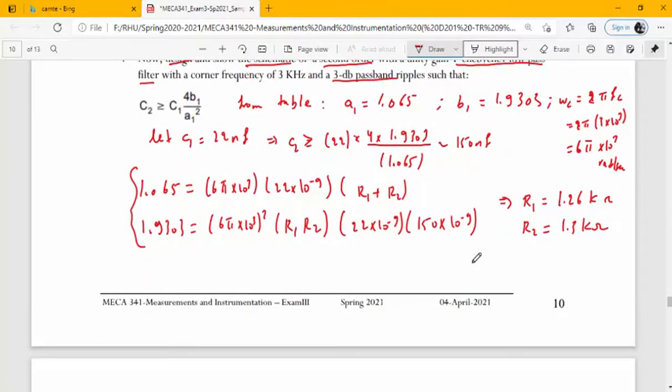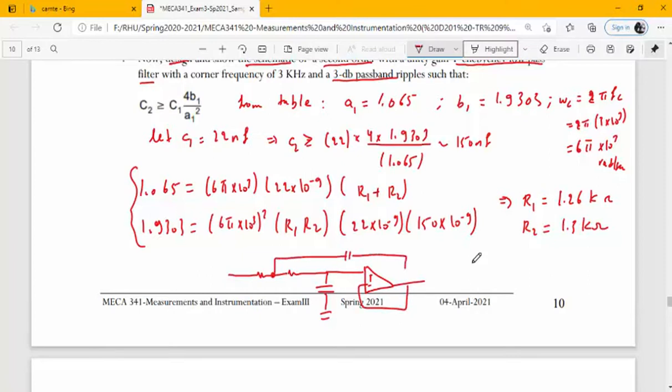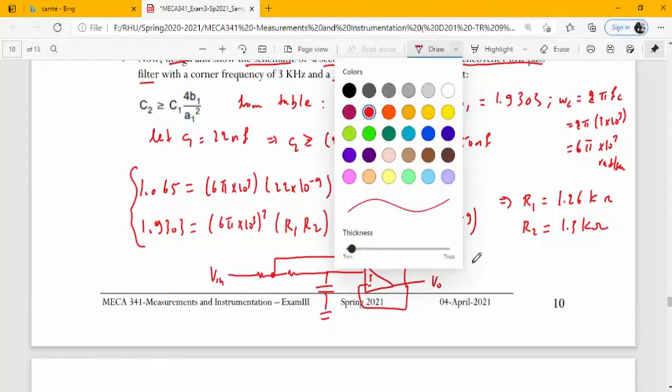Okay, the Chebyshev of second order is given as follows. This is a resistor, another resistor, and we have a capacitor. Okay, and this is a unity feedback. Here we have a capacitor. Here we have the input, here we have the output.